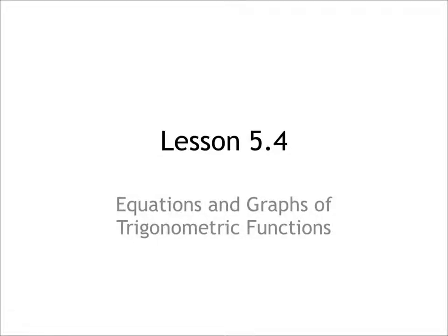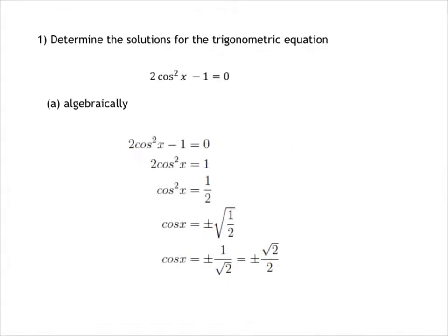And for our last in this section, we're looking at lesson 5.4 today, the equations and graphs of trigonometric functions. So if we had the question, determine the solutions for the trig equation 2 cos squared x minus 1 equals 0, we saw in the last chapter we can solve this algebraically.